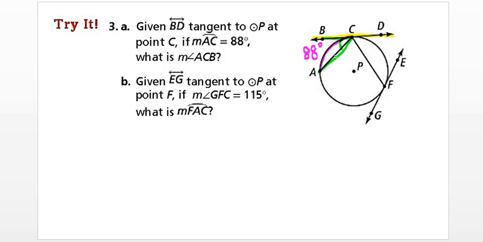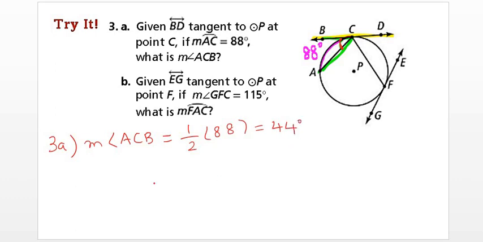Now remember, whenever we are talking about this type of diagram, the angle and the arc will be on the same side of the circle, or on the same segment of the circle. So if you are trying to solve 3a, how can we find the measurement of angle ACB? The same relationship, that the angle will be half of this intercepted arc, so it will be half of 88, it's going to be 44 degrees. Clear?